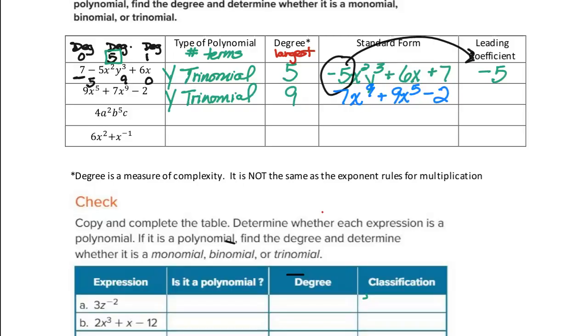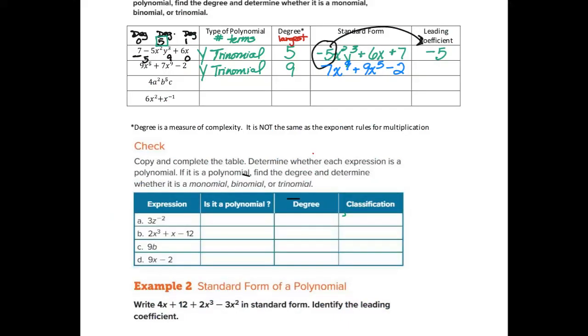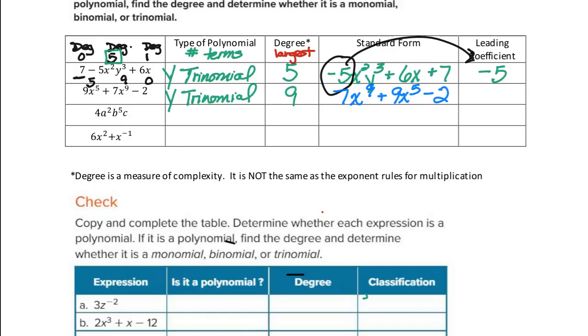Where did I get the -5? That is the number in front, after you've written it in standard form. Does that make sense? So let me ask you, Deviana, what's my leading coefficient for the second one? 7. Yeah. Very good. So leading coefficient is 7. Let's go to the next one.